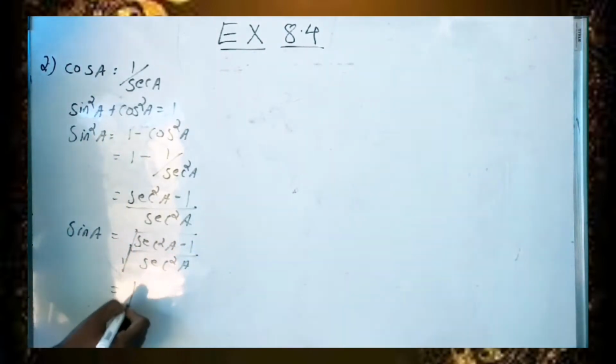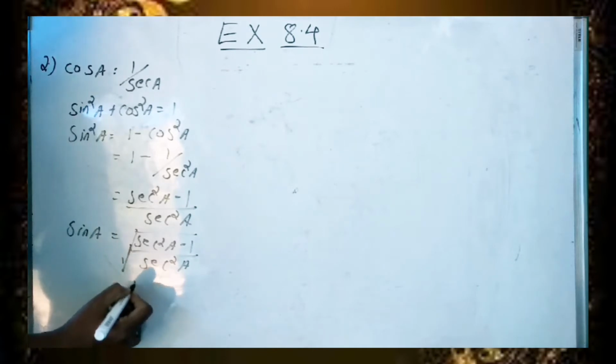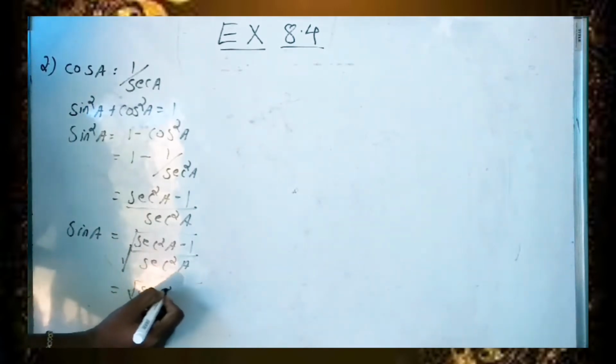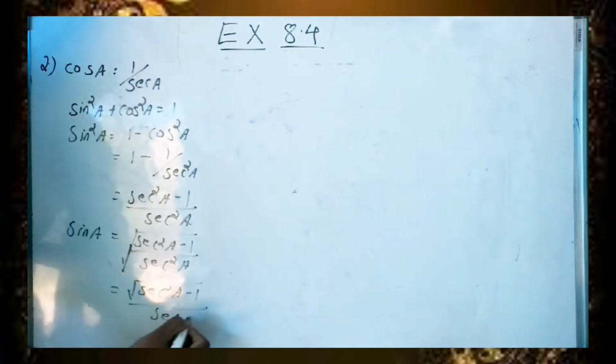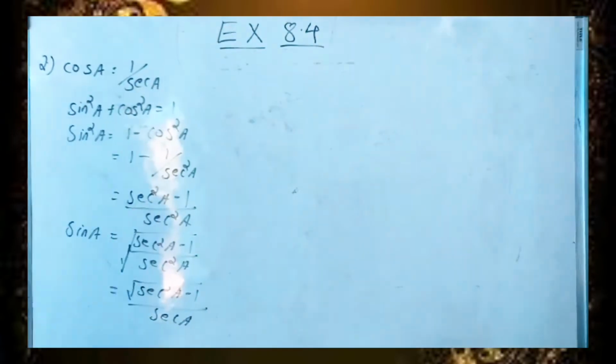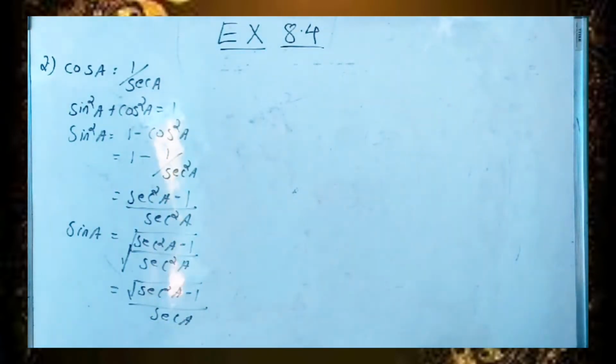This we can write as square root of sec square A minus 1 divided by sec A, because in the denominator we have square and square root. So sin A in terms of sec A is square root of sec square A minus 1 divided by sec A.